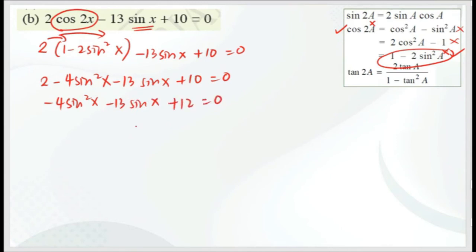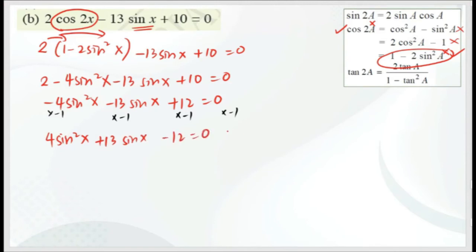After this, you don't factorize first. You see sine square is negative, right? You change it into positive first. How are we going to change it? We multiply everything by minus 1, so positive becomes negative and negative becomes positive. So it becomes 4 sine square x plus 13 sine x minus 12 equal to 0.